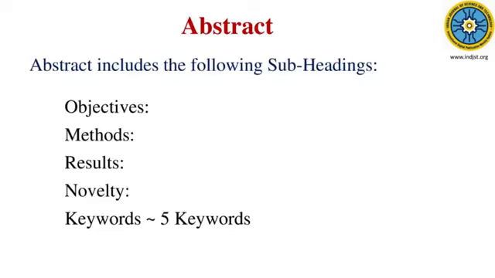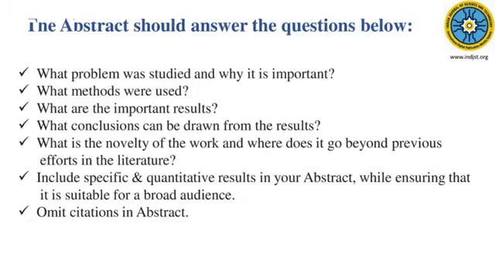Abstract should include the subheadings such as objectives, methods, findings, novelty and keywords. Mention 5 keywords. Abstract should answer the questions below. What problem was studied and why it is important? What methods were used? What are the important results? What conclusions can be drawn from the results? What is the novelty of the work and where does it go beyond previous efforts in the literature? Please include specific and quantitative results in your abstract, while ensuring that it is suitable for a broad audience.